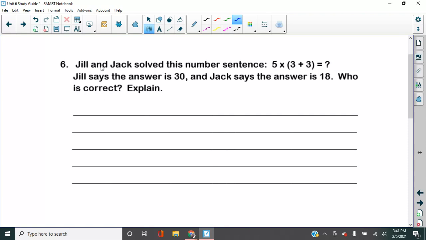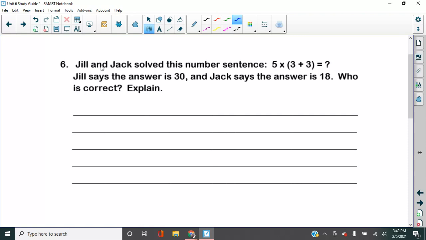They didn't use a variable. I would put a letter there. Jill says the answer is 30, and Jack says 18. Who is correct? All right. Take a moment and work that out, and tell me who you think is correct. All right, Jill is correct. Why is Jack wrong?